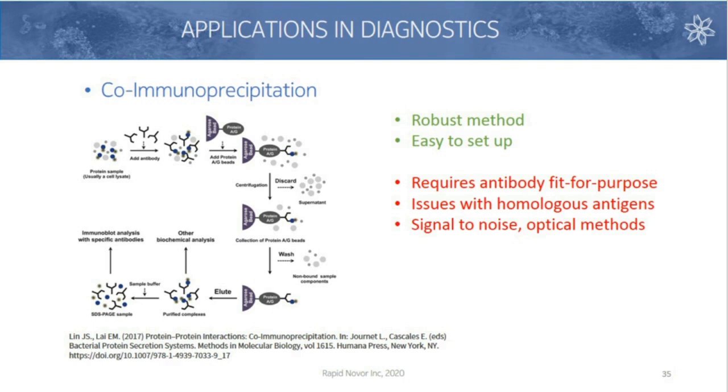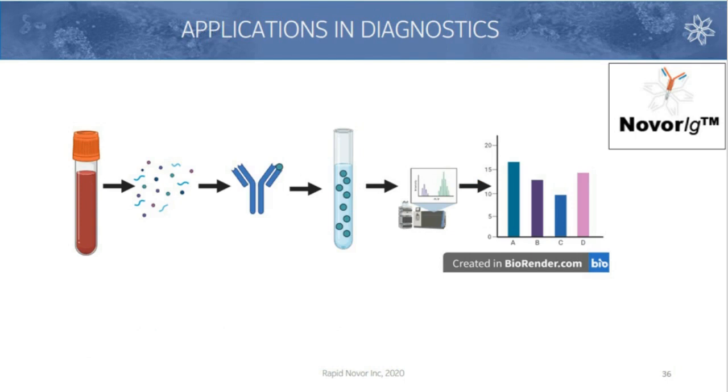Other applications have been in immune precipitation. So certainly this is a robust method, relatively easy to set up if you've already got a good antibody in your hands. But of course, therein lies the problem, right? It could be the case that you really require an antibody that's fit for purpose and you're having difficulty accessing such an antibody. Depending on the antibody of interest, you could have issues with homologous antigens, and there could be a legitimate problem with signal-to-noise ratio with respect to using an optical method to assess an antigen of interest using your antibodies. And so this is one of the reasons why we've been working on the Novor platform.